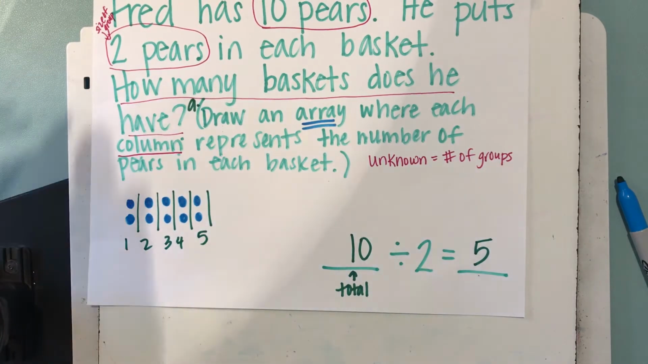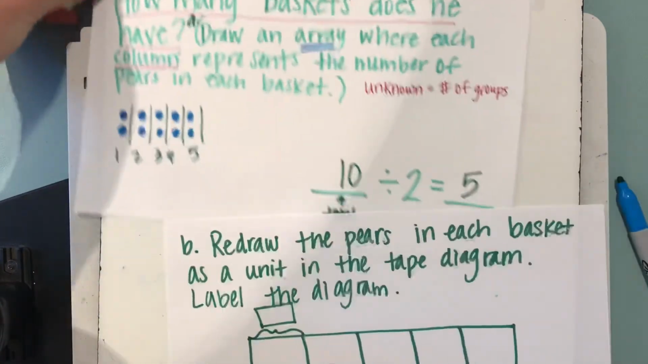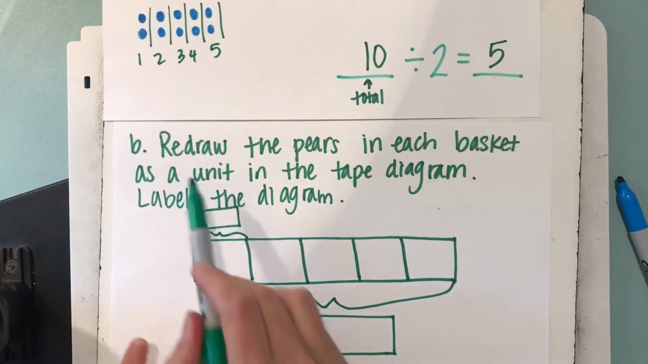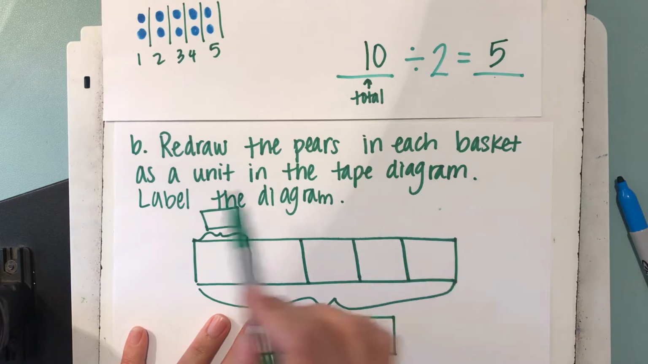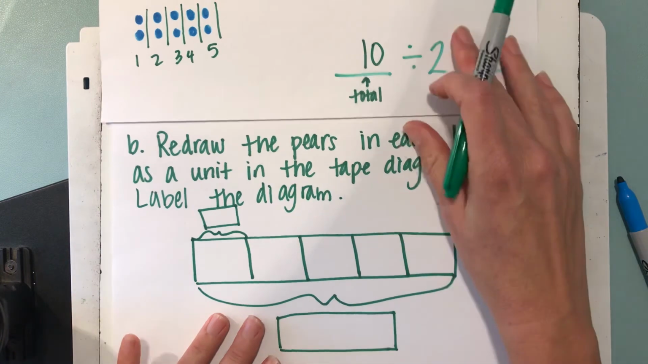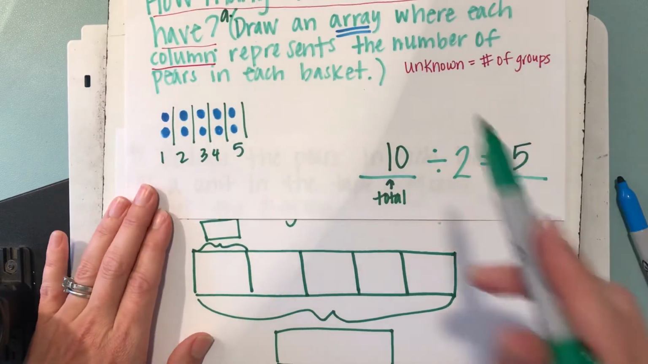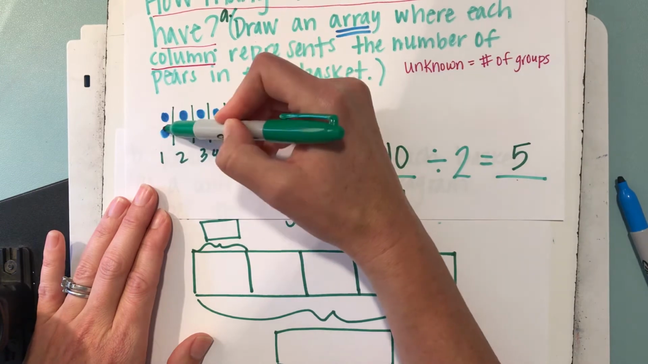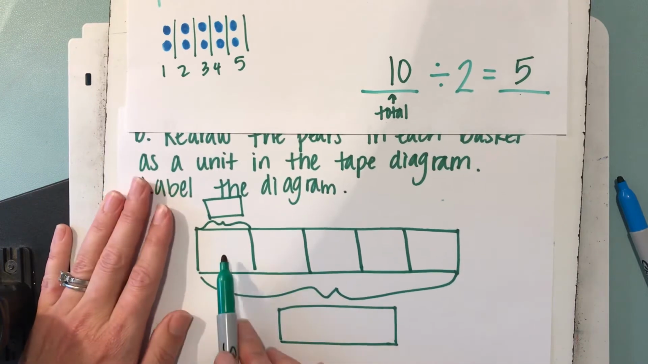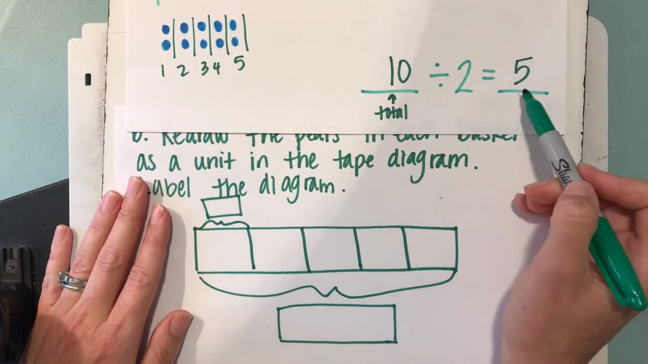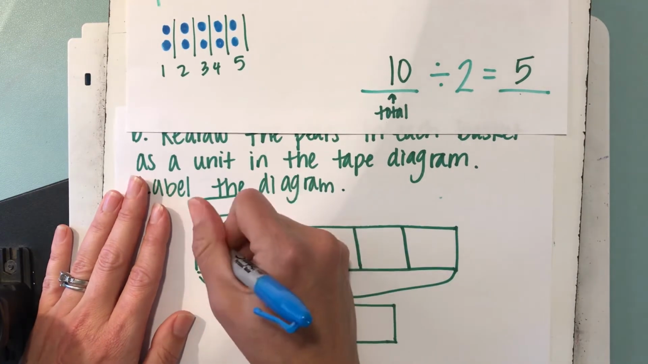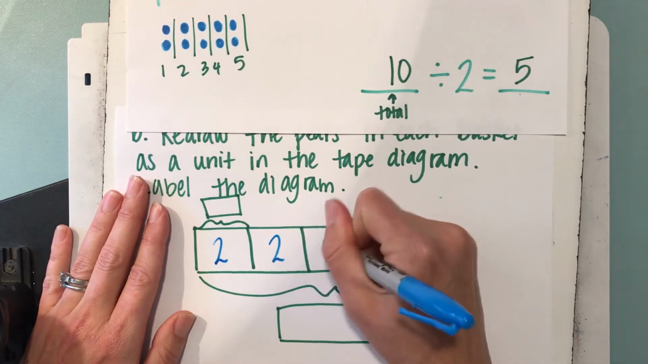Now we're going to take this a step further. Now they're going to ask us, we're going to redraw the pears in each basket as a unit in the tape diagram. And then we're going to label the diagram. So we know, if you look here, that there are 2 pears in each basket, right? So we can do that here. I already drew out 5 groups because I knew that that was my answer, right? Because we already figured it out. So I drew it out, and now I'm going to put 2 pears in each basket.